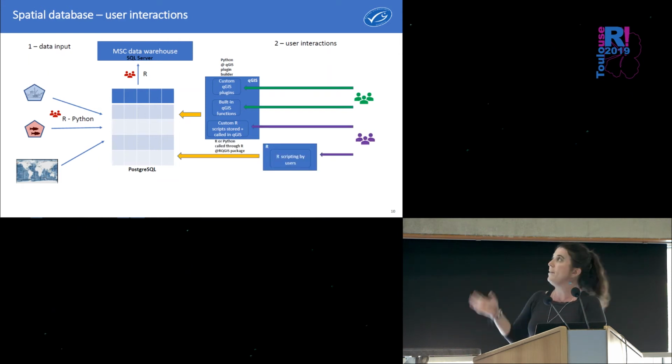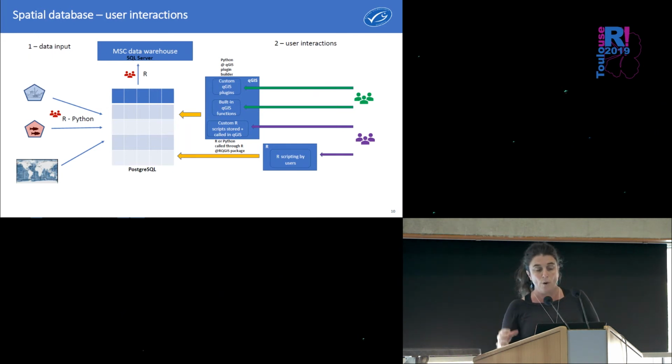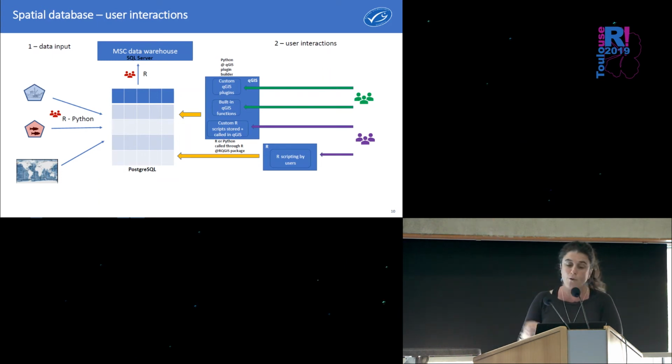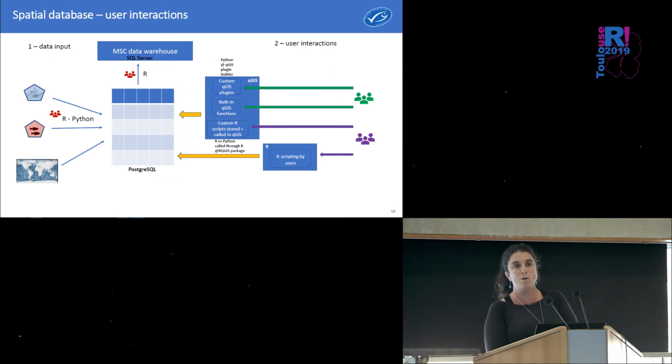And then we have the intermediate group that can code a little bit. They can access their data through R, either through their own code, that's at the bottom, or through code that they can use through QGIS that is pre-coded through us or by them.